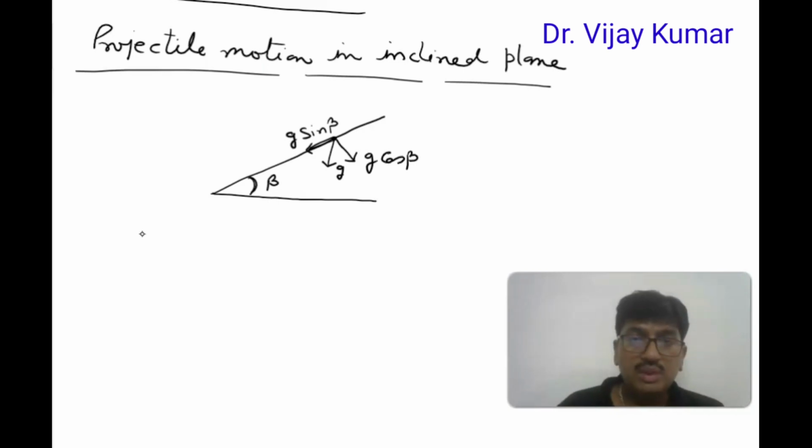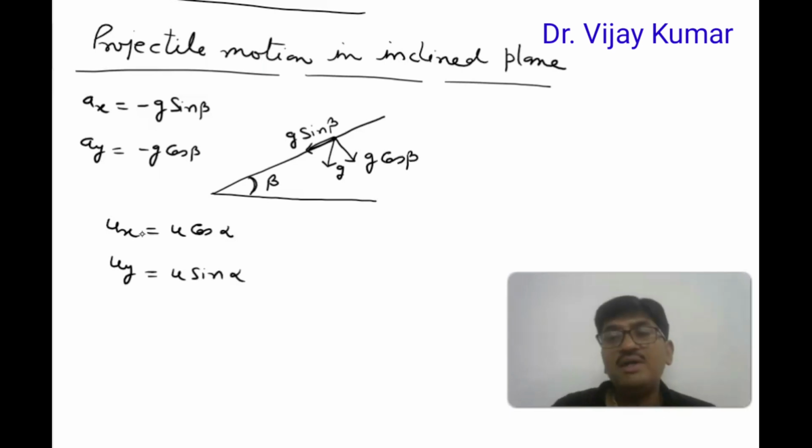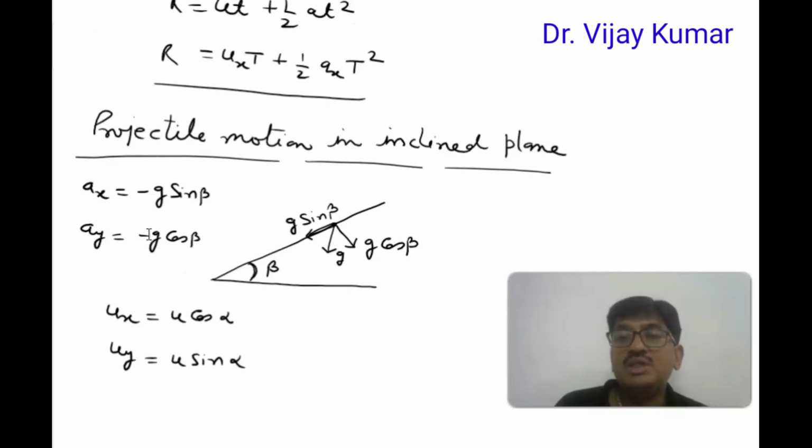So now acceleration, x component, horizontal component, should be minus g sin beta, and vertical component should be minus g cos beta. These are the changes in case of acceleration when the plane is inclined. And in case of velocity, ux should be u cos alpha, and uy should be u sin alpha, where alpha represents the angle of resultant velocity.